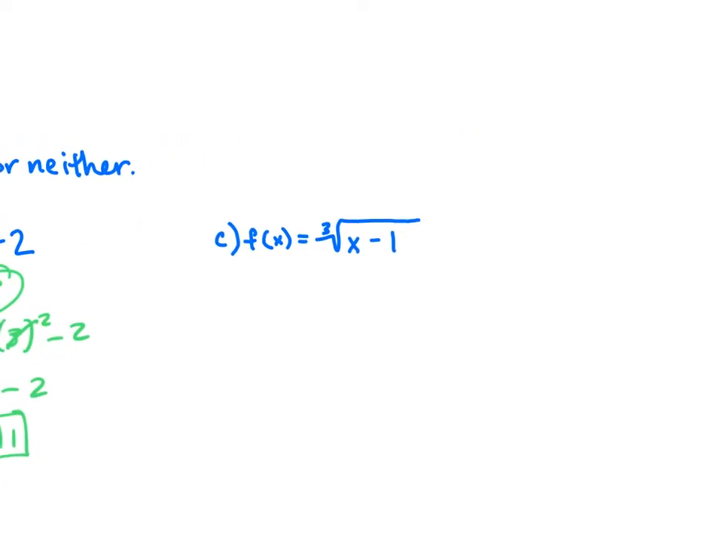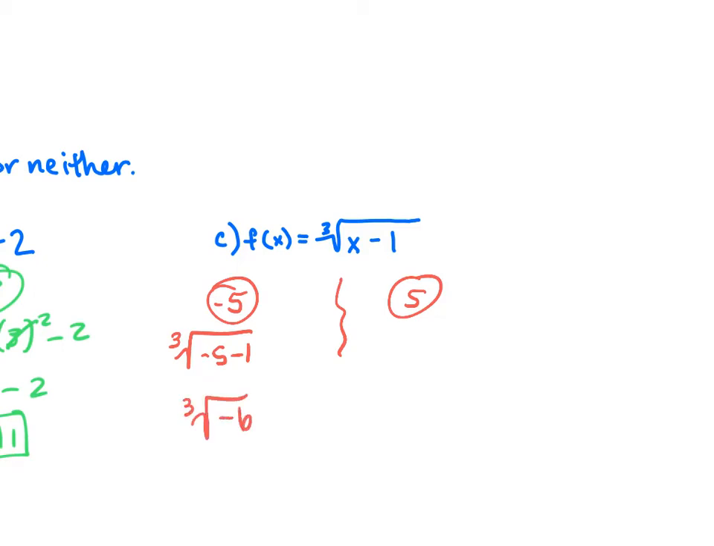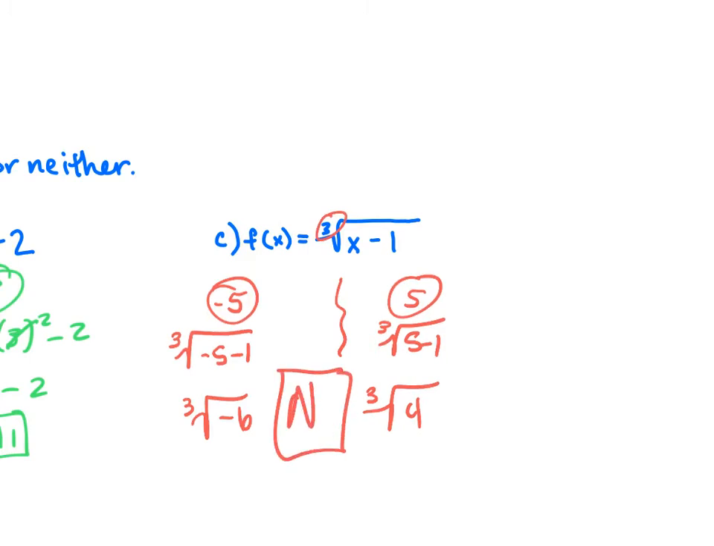Over here, again, let's do 5 and -5. Just pick whatever number you want, and its opposite. So I have the cube root of -5 minus 1, so cube root of -6. Over here on the other side, I have cube root of 5 minus 1, cube root of 4. Those are not exact opposites of each other, which would make it odd. So this is neither.